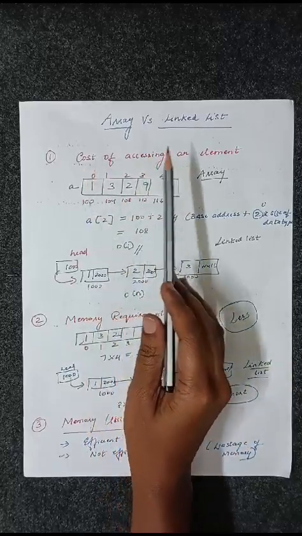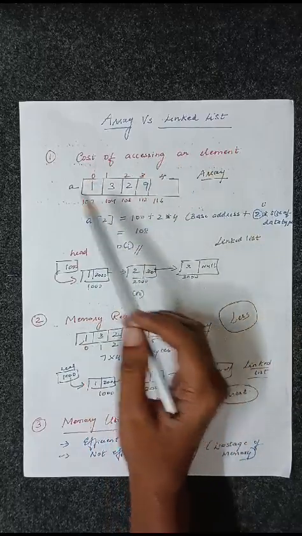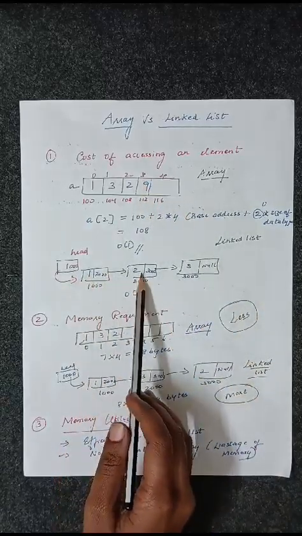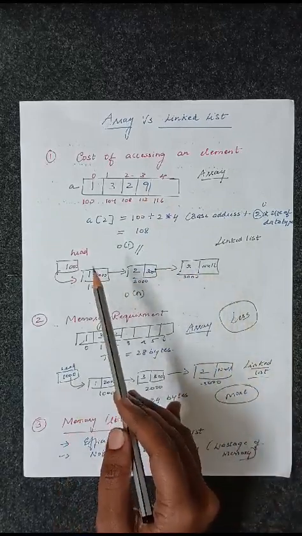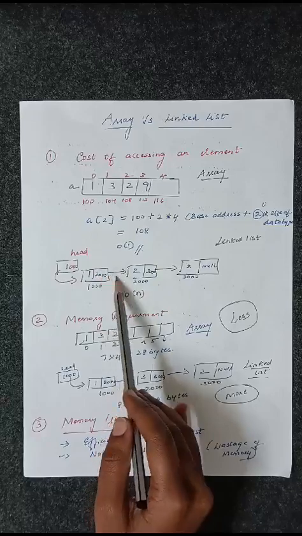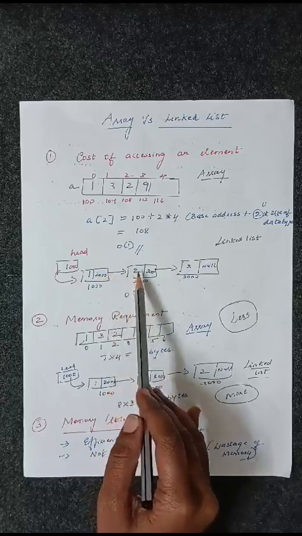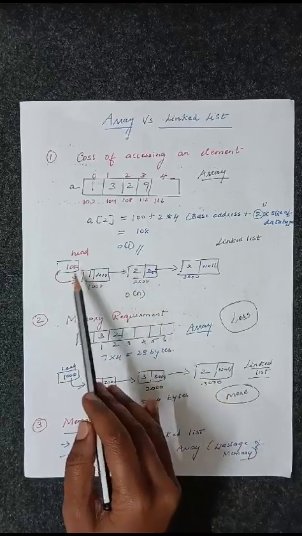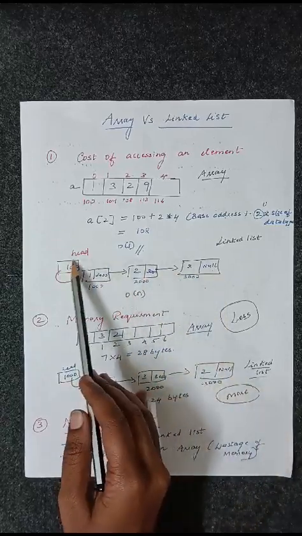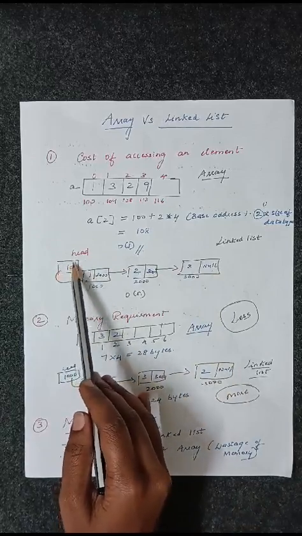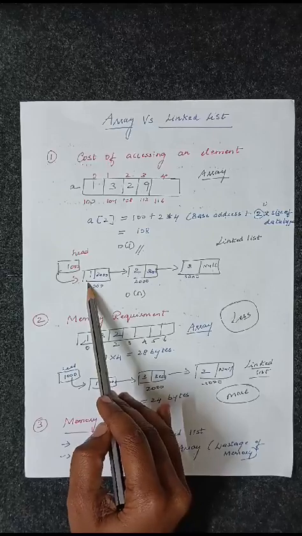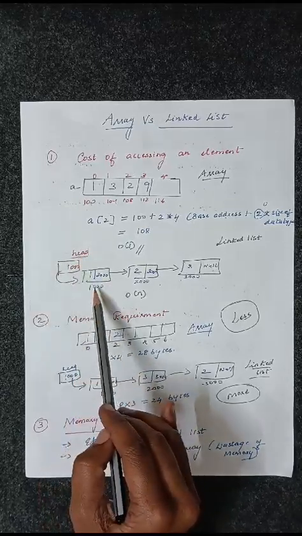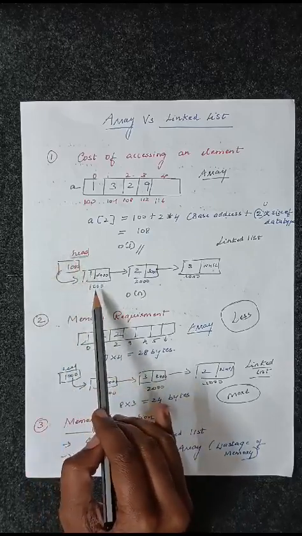So the cost of accessing an element in an array is O of 1 only, because it goes directly to the particular element and gets the value. Whereas a linked list is dynamically allocated, so it stores elements based on the linked addresses. If I want to access 2, I have to know the link of the address, and only then can I access the element. Here I have 3 elements in a linked list. Always in a linked list, I have a head pointer pointing to the first element.